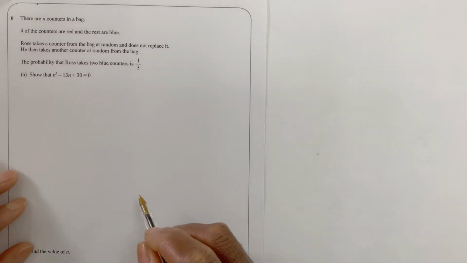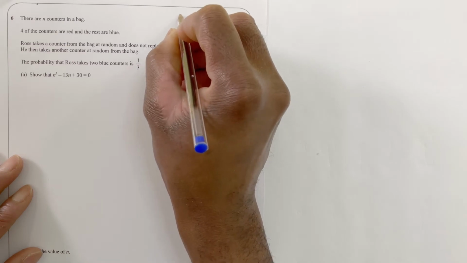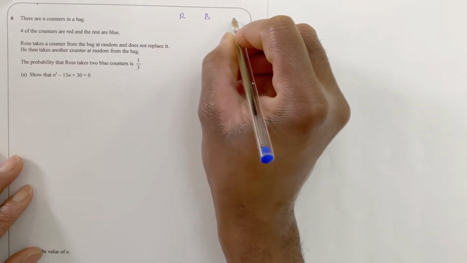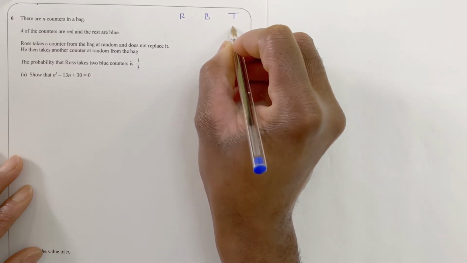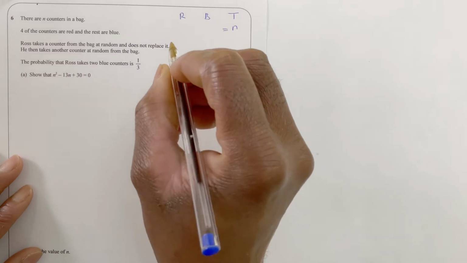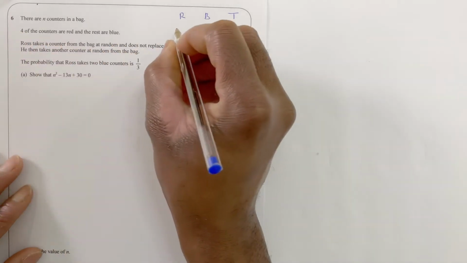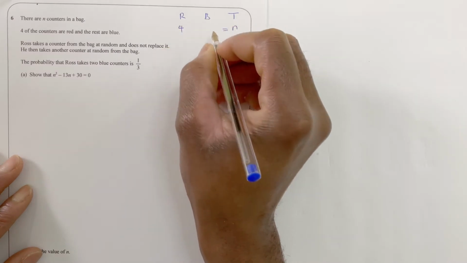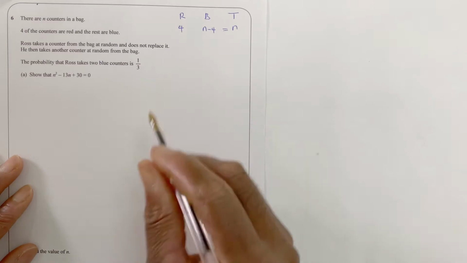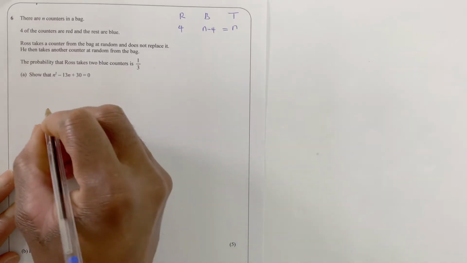Right, so we know that we've got red and blue, and the total is n. So if there are 4 reds, then the blue has to be n minus 4. So that's what we need to do. Then we can go through the process of elimination.